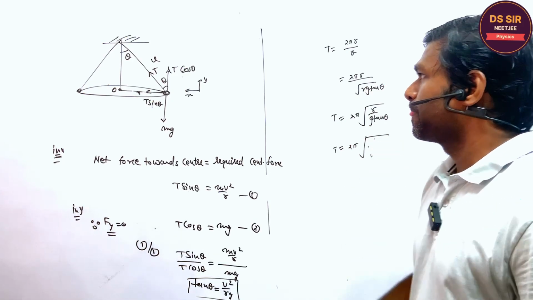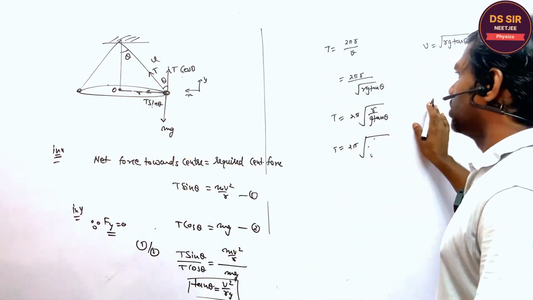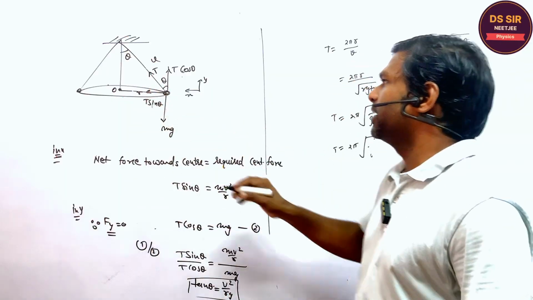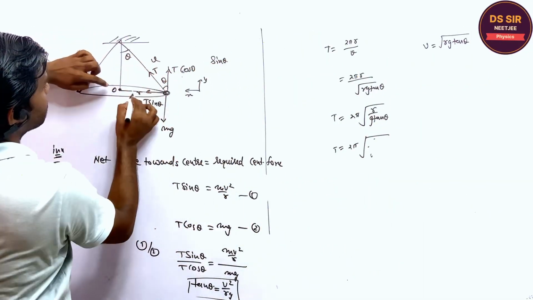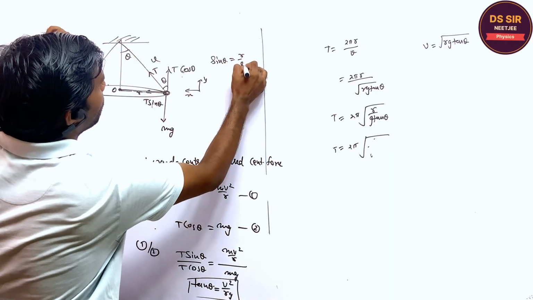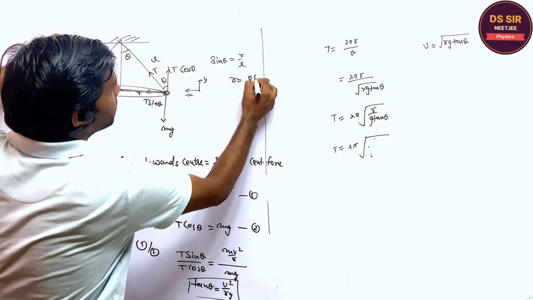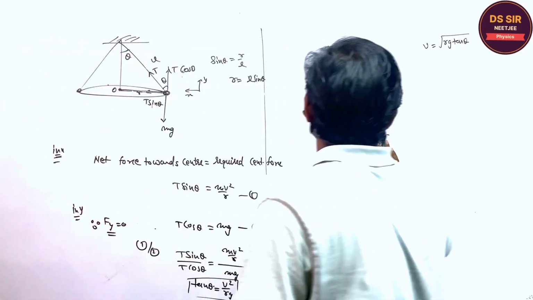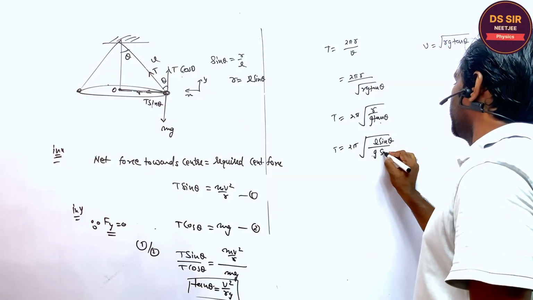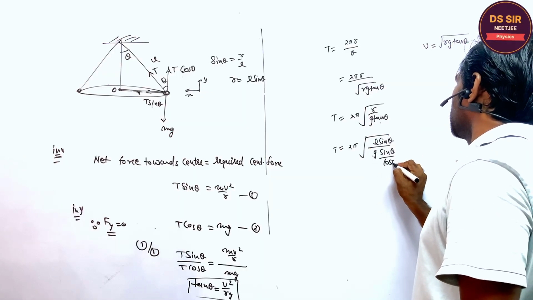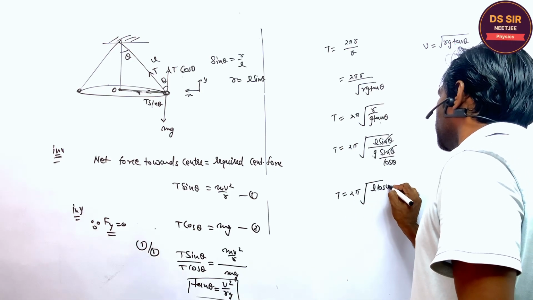Listen, one more thing. We don't know the radius. We know the length of the string. So what is the sine theta here? The sine theta in this triangle is perpendicular upon hypotenuse. So r is L sine theta. Do you understand? So this is L sine theta upon g tan theta. Tan theta may be written as sine upon cos. It will cancel out. So T is equal to 2 pi root L cos theta upon g.